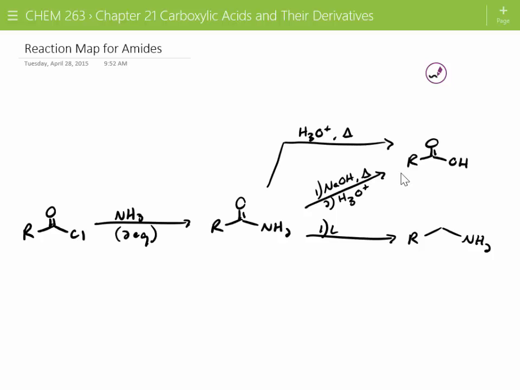The other option we have is we can reduce it using lithium aluminum hydride, followed by water. And then the last one that we're going to cover next is we can convert it into a nitrile by using thionyl chloride, and we're going to cover that mechanism here shortly. But the reaction map for amides is pretty small. They're not as synthetically useful.